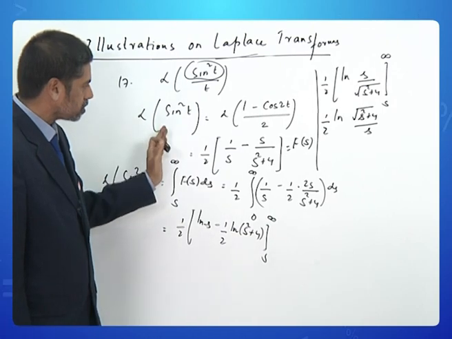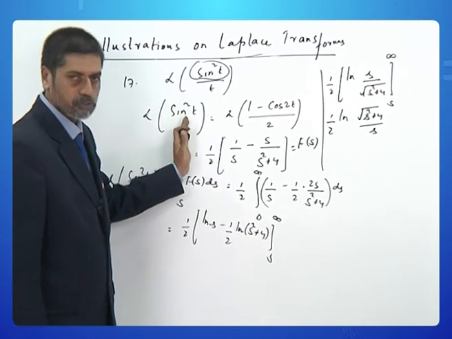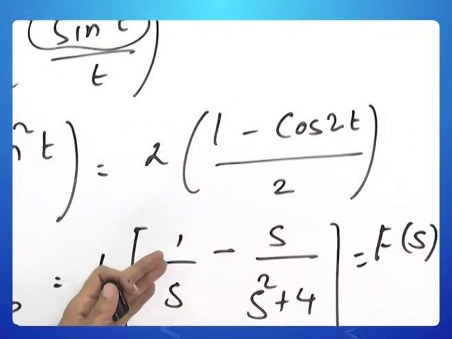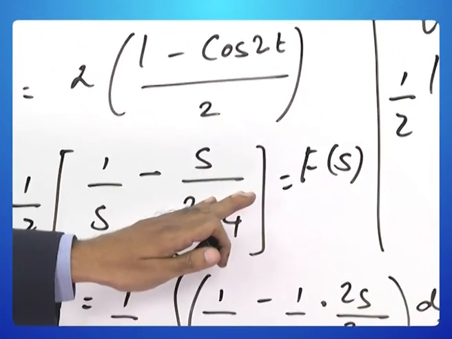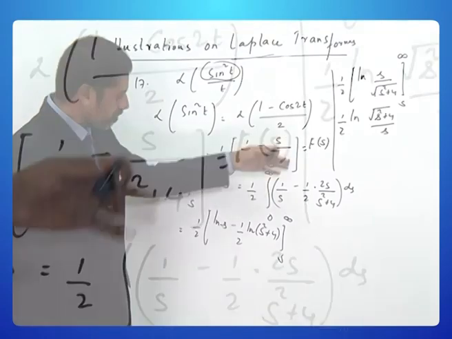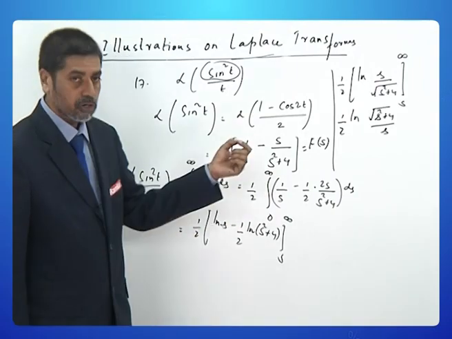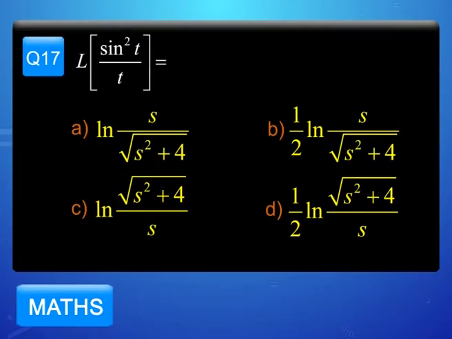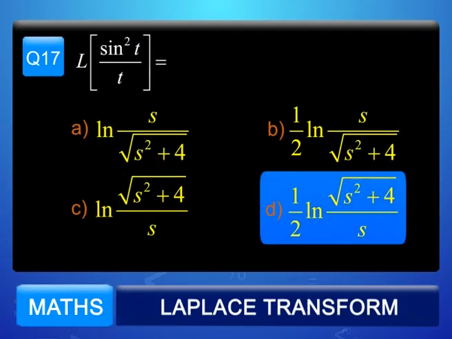So what are the steps? Sine square t not transformable, change it using trigonometry, use linearity, get the output for the first stage, then integrate that from s to infinity, manage your logarithms carefully, and then you get this result. The correct option for this problem is D.